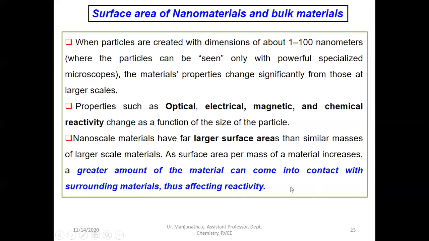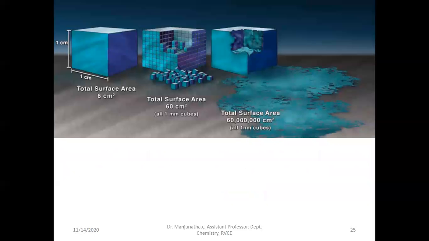Therefore, its properties and reactivities are completely changed. You can see that in this image, this is one cube of 1 centimeter. The surface area of a 1 centimeter cube of this material is easy to calculate: 1 centimeter square, 1 centimeter square, and 1 centimeter square. There are 6 faces, therefore the surface area is 6 centimeter square. Only this is the area which is exposed to the outer environment.